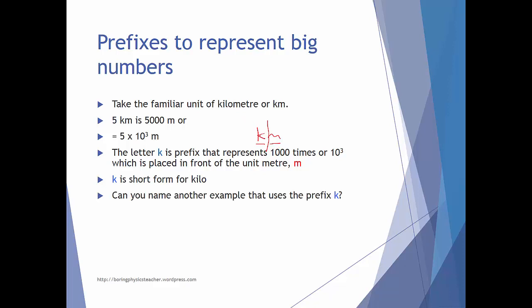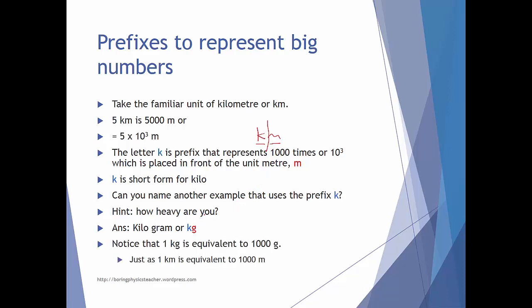Can you name another example that uses this prefix K? I'll give you a hint. How heavy are you? It is kilograms, or kg. And notice that 1 kilogram is equivalent to 1,000 grams, just like 1 kilometer is equivalent to 1,000 meters.